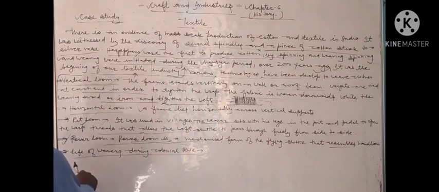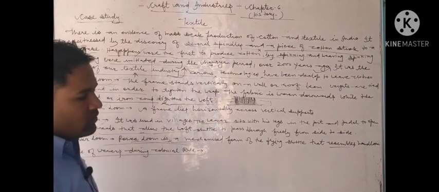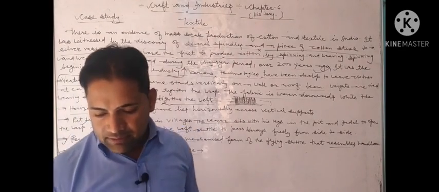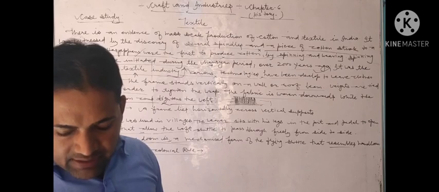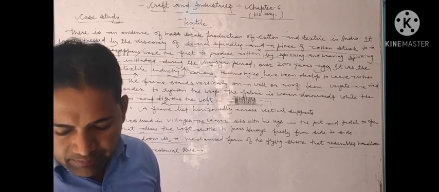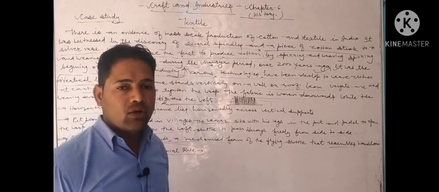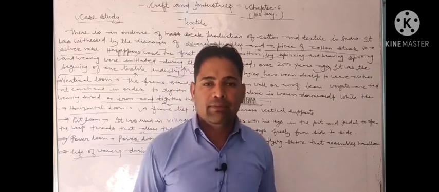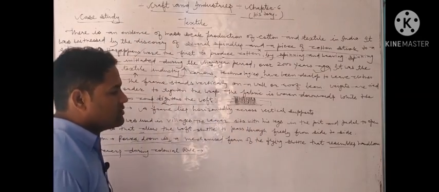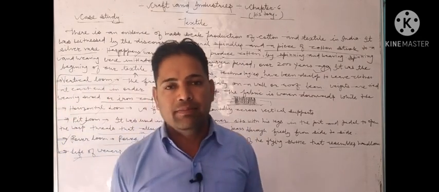Now the next topic, my dear students, is life of weavers during the colonial rule. You all know very well that the weavers enjoyed a flourishing trade during the pre-colonial era, but during the colonial period their condition became very poor. Why? Because whatever their business was there, that was totally destroyed by the Britishers.